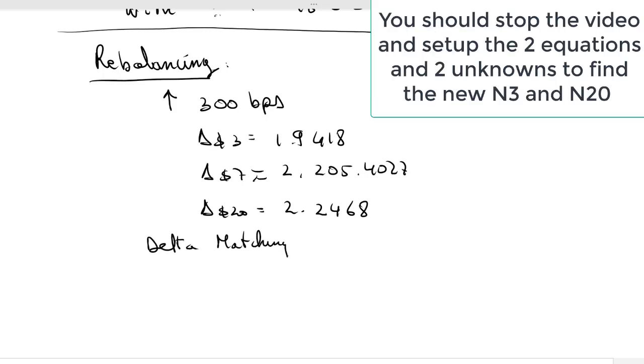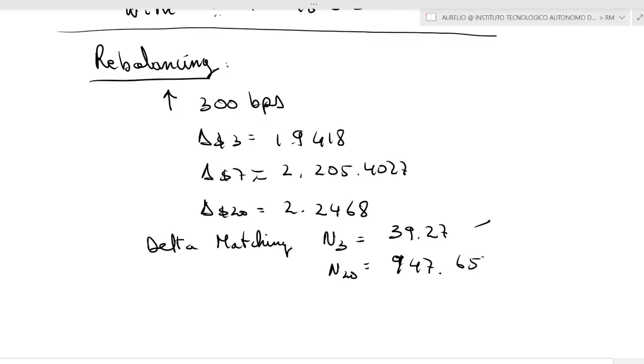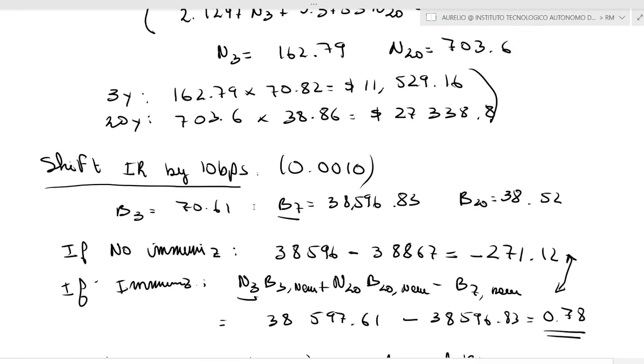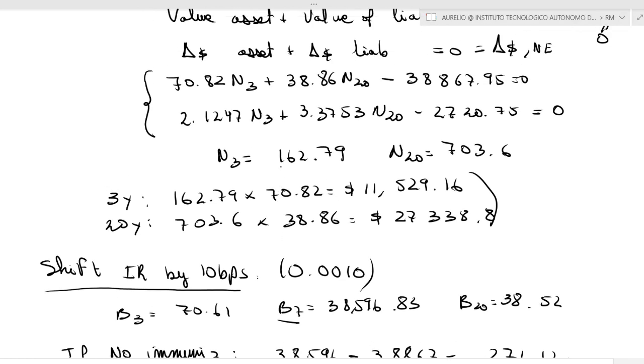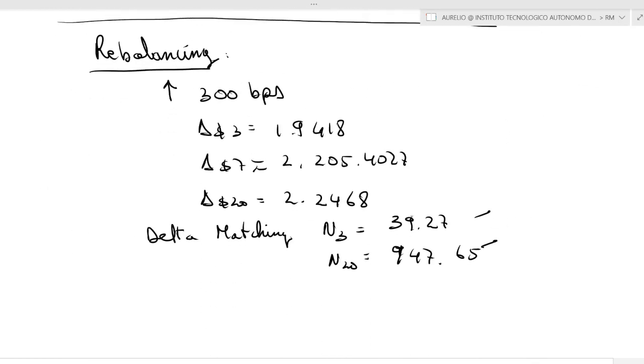And then the new N3 and N20 that I need are N3 equals 39.27 and N20 is equal to 947.65. So you see that these two positions are very different than the ones we had before. Before we had N3 being equal to 162 and N20 700, and now 39 and 947. That would mean that you would have to sell some N3s to reach your new position, and you would have to buy some N20s to reach your new position. So you would have to rebalance your portfolio to achieve a delta dollar of the net equity equal to 0.